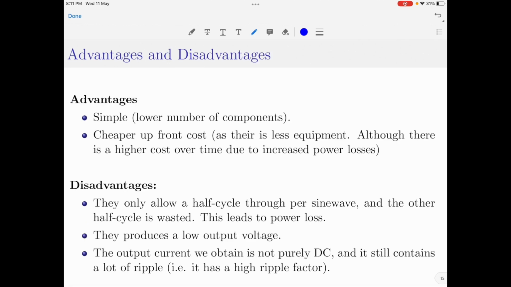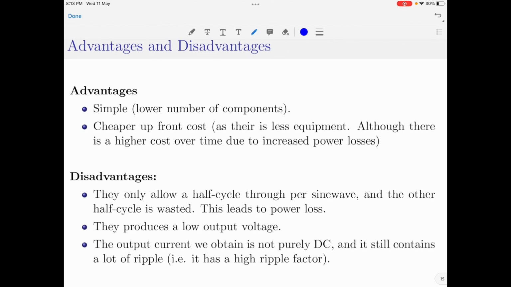Lastly, let me now very briefly discuss the advantages and disadvantages of the half wave rectifier. I'd like to start with advantages first. The first and foremost important advantage of a half wave rectifier is its simplicity. In simple words, it has the lowest number of components available and therefore is quite simple to construct. The second advantage is its cheaper upfront cost. That is, it requires less equipment. However, it should be noted that there is a higher cost over time due to increased power losses by the rectifier circuit.